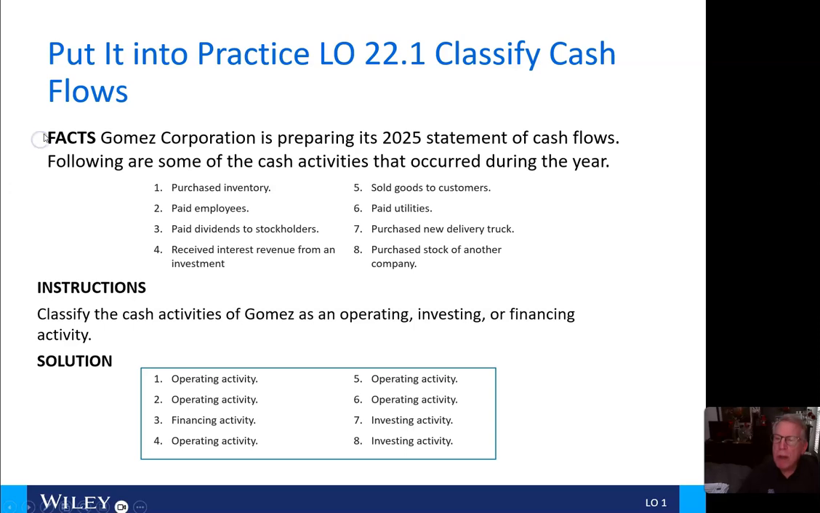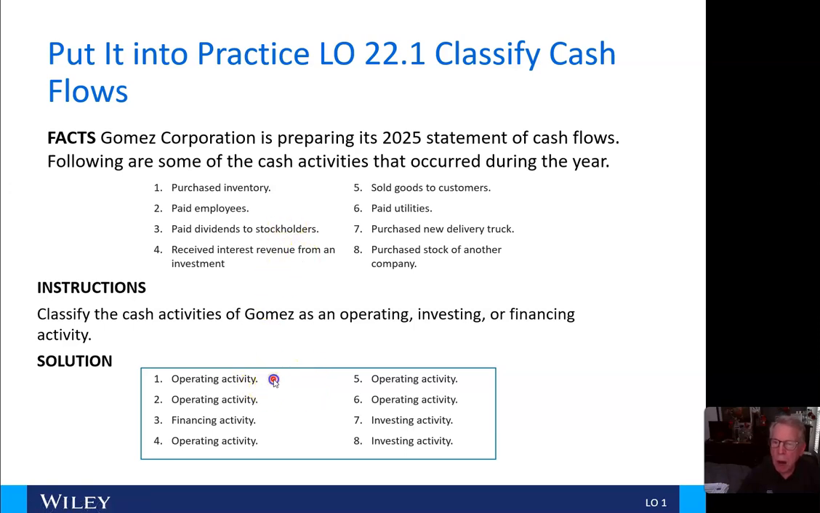Here, the Gomez Corporation is preparing its 2025 statement of cash flows. The following are some of the cash activities that occurred during the year. We purchased inventory, paid employees, paid dividends, received interest revenue, sold goods to customers, paid utilities, purchased a new delivery truck, and purchased stock of another company. So how would we classify those?